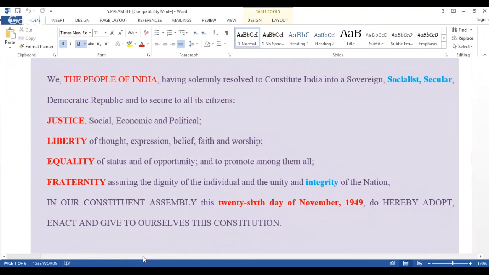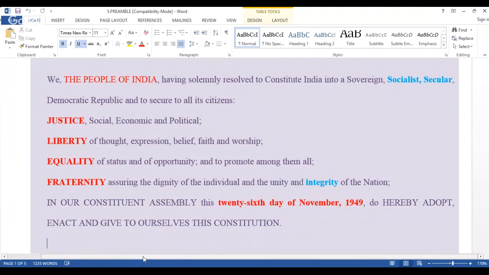Equality of status and of opportunity, and to promote among them all fraternity, assuring the dignity of the individual and the unity and integrity of the nation. Right? And again, in this particular line, you can see a word called integrity, which is also given in a different color, meaning that was also not mentioned in the original preamble, but it was added through the 42nd Amendment, meaning the preamble has been amended once so far.